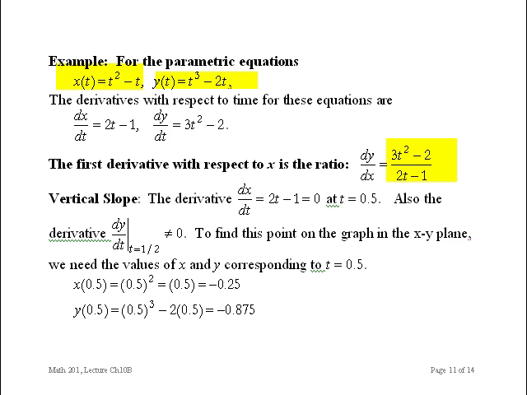The slope is vertical where the denominator, dx by dt, is 0, but the numerator is not. Well, dx by dt, 2t minus 1, is 0 when t is 0.5. At this point, the derivative of y with respect to t is not 0, so this is the point where we would have a vertical slope. In order to put this into the xy plane, we need to know the points there. So let's substitute t of 1/2 into our original equations, and we find the values of x and y where the slope would be vertical.